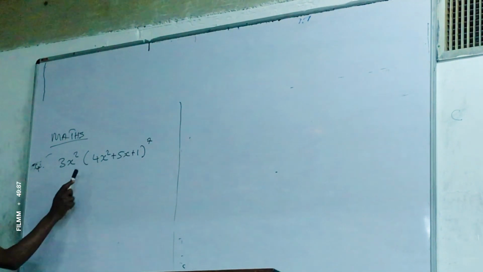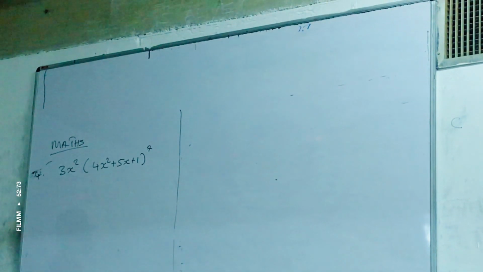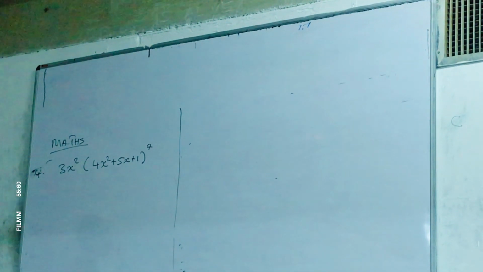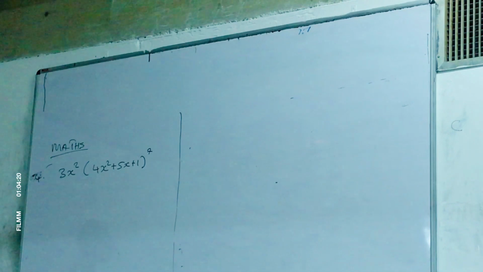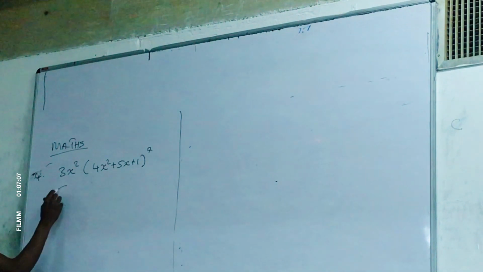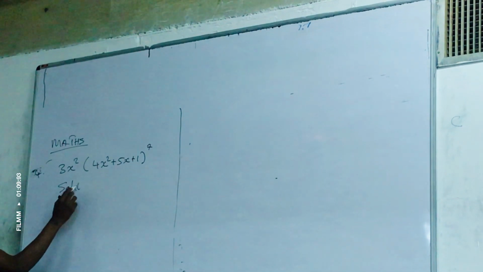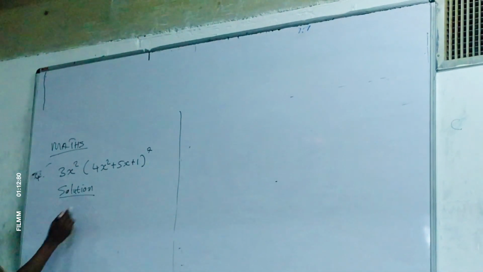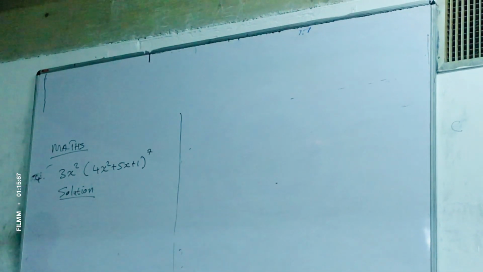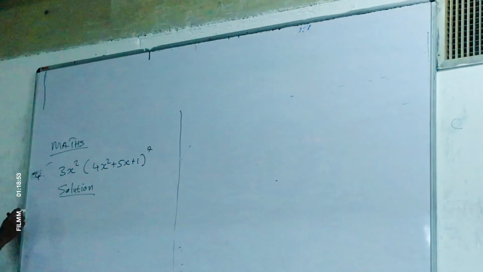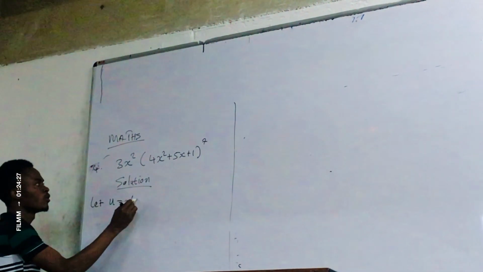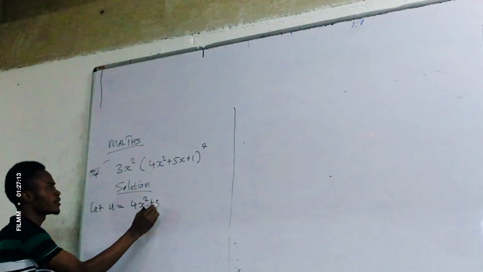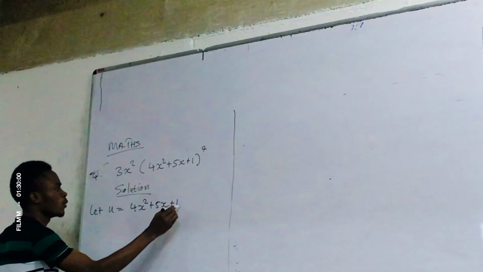If you look at this question, you need to apply 2 rules, not 1 rule. The first rule is the product rule. Second, the chain rule. So here's how you're going to do it. You say solution. The first thing you need to do, you can say, let u be equal to 4x squared plus 5x plus 1.